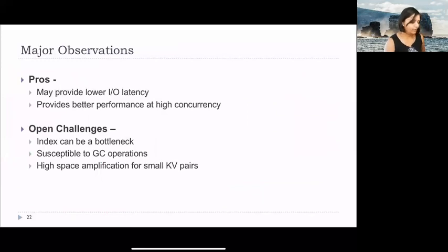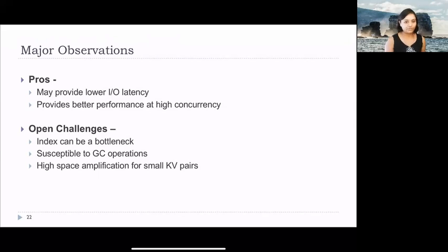So finally, hurrah, we have reached the end, right? In the conclusion, we see that the major observations of this work on key value SSDs give us the pros, such as key value SSDs may provide lower IO latency, especially when we have concurrent IOs. So it can provide better performance at high concurrency, at higher queue depths.